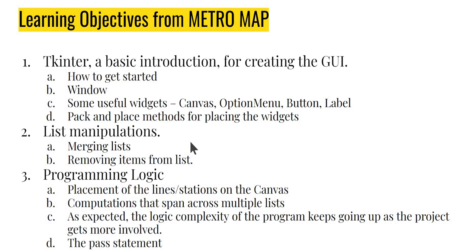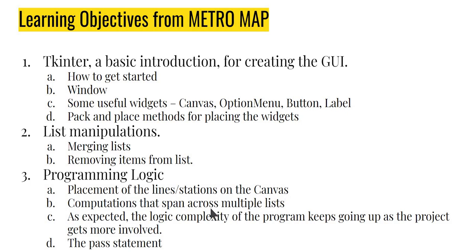We are going to do a bunch of list manipulations. Those lines, the building of those lines, the calculation of fares are all going to be done by using list operations. In fact, we'll see lists, we'll use multiple lists together for this. And clearly a good amount of programming logic. For example, how do we place these lines and stations on our canvas in a flexible manner so that we can add more and more lines?